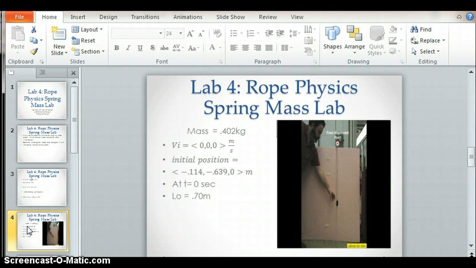Performing an experiment on a spring mass system, the mass of the object is 0.40 kg. The initial velocity is 0 at time 0 seconds, and the initial position is a value which we obtained from the tracker, and the stretch length of the spring is 0.70 meter.